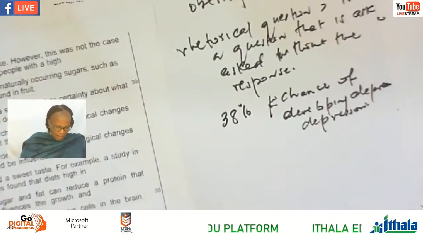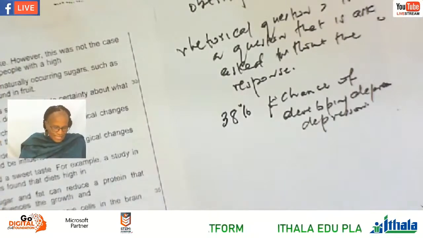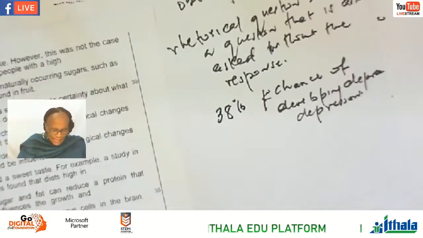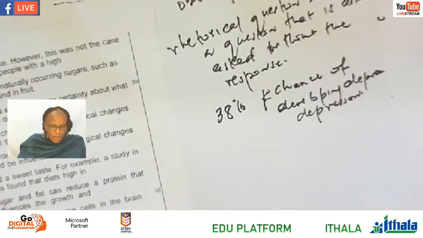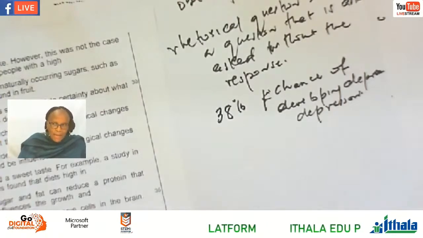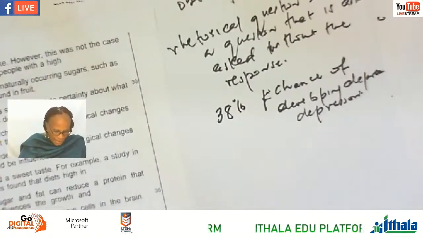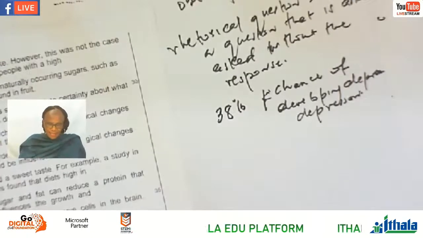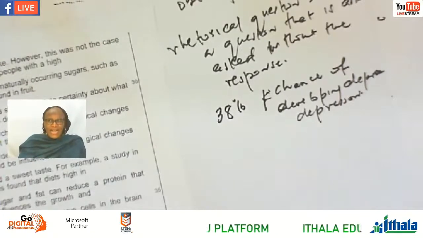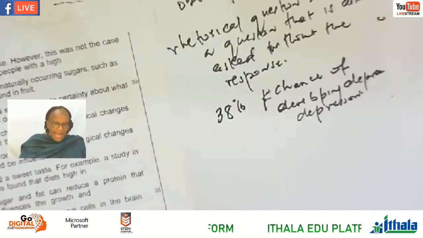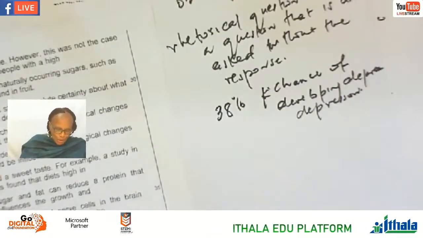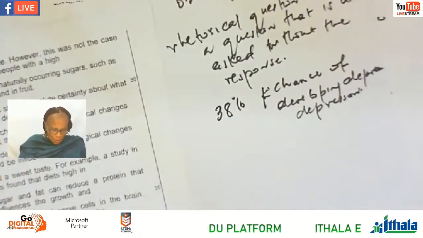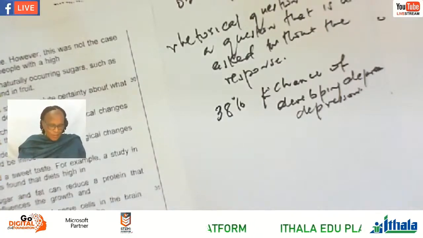But again, for example, a study in rats. Sebenzeke manje ama rats la, amagundane. Shuthi amagundane laba wenze ama guinea pigs. Benze study ngawo ama rats. But for example, a study in rats found that diets high in sugar and fat can reduce a protein that influences the growth and development of nerve cells in the brain.